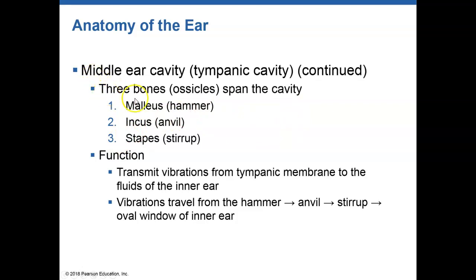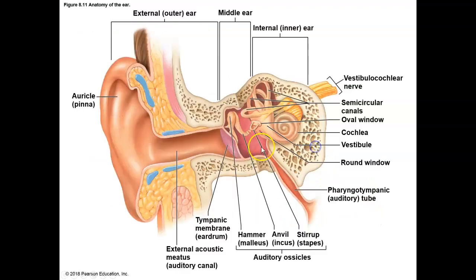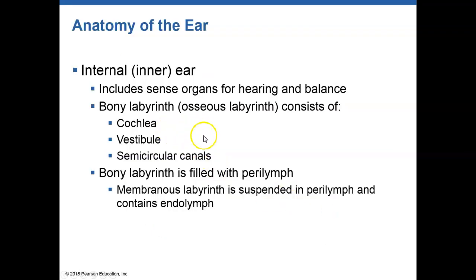So within the middle ear, we have the three bones called the malleus, the incus, and the stapes. And so when the vibrations hit the tympanic membrane, they cause the malleus, incus, and stapes to vibrate. These vibrations then hit the oval window, and the vibrations enter into the inner ear. So this portion here is that inner ear. So we're going to go into the inner ear and see what's happening.